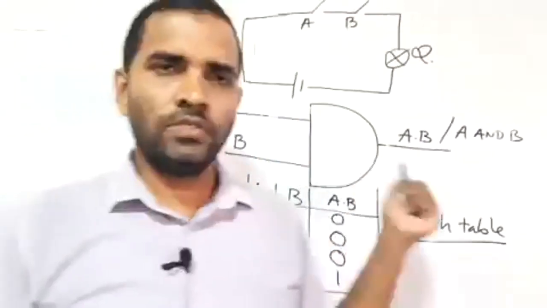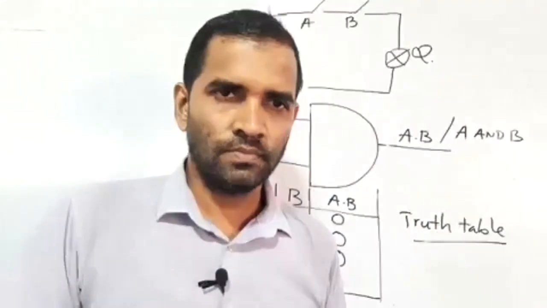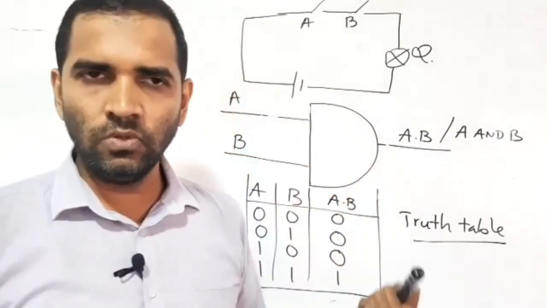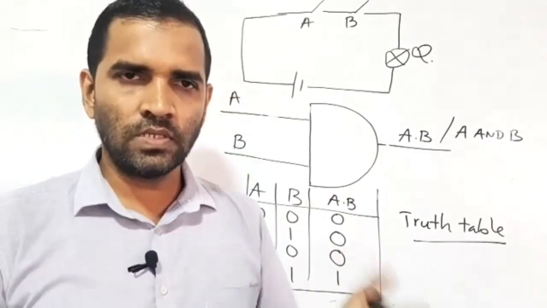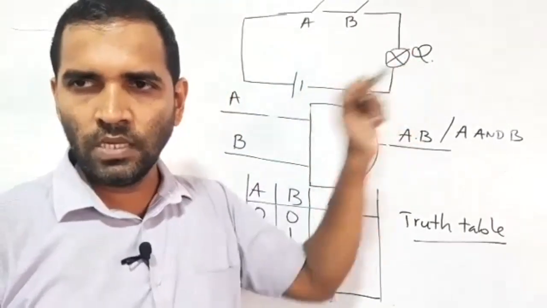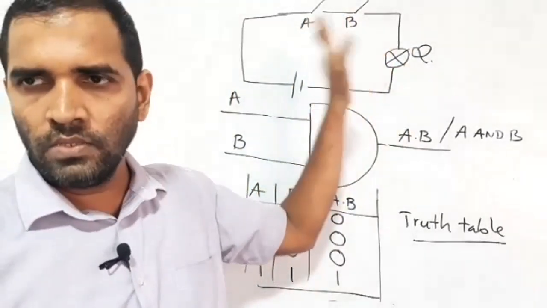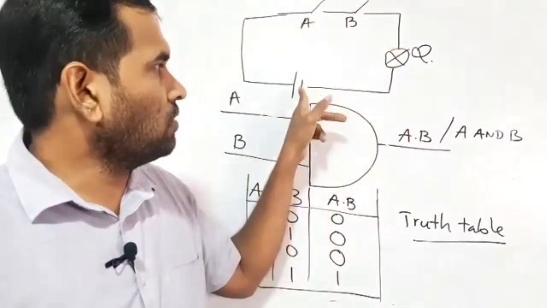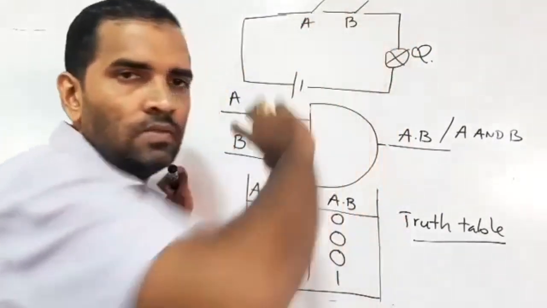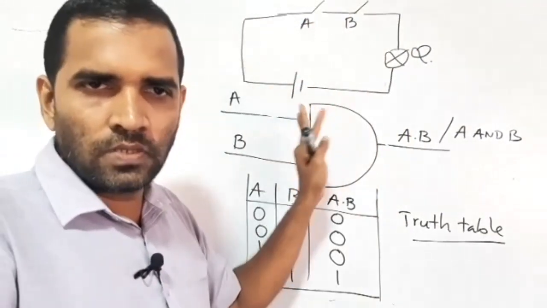Have you studied such circuits in science? Yes, sir. You might have studied something in science, so this is not new for you. So I have two switches, switch A and switch B. Both switches are off, and I have a battery and a bulb. Let's understand this circuit. It's a very simple electric circuit.